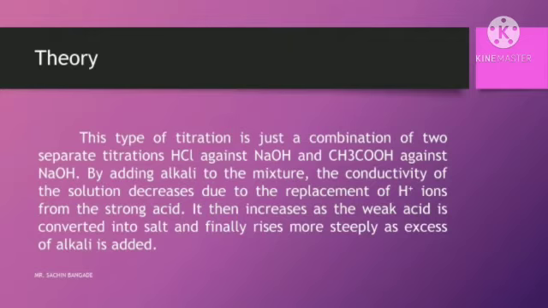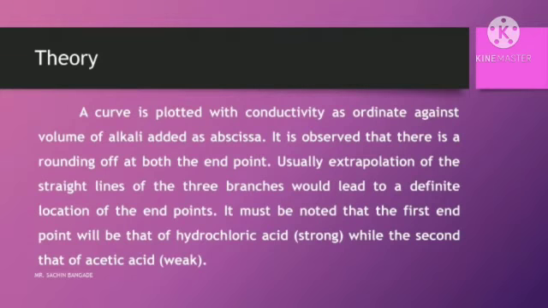and finally rises more steeply as excess of alkali is added. A curve is plotted with the conductivity as the ordinate against the volume of alkali added as the abscissa. It is observed that there is a rounding off at both the end points. Usually, extrapolation of the straight lines of the three branches would lead to a definite location of the end points. It must be noted that the first end point will be that of hydrochloric acid, strong, while the second that of acetic acid, weak.